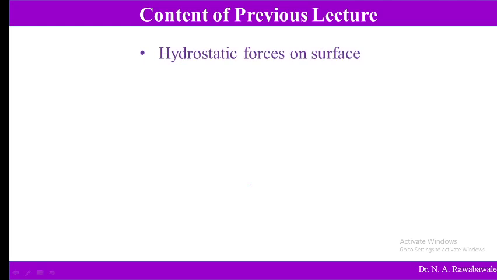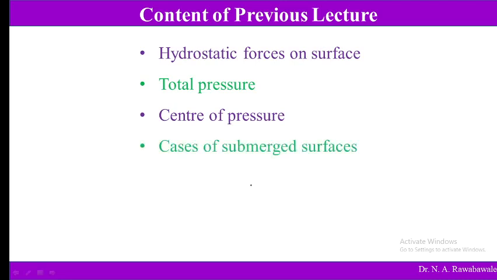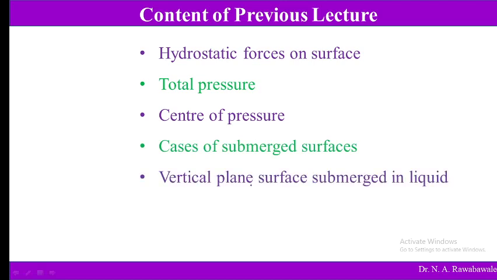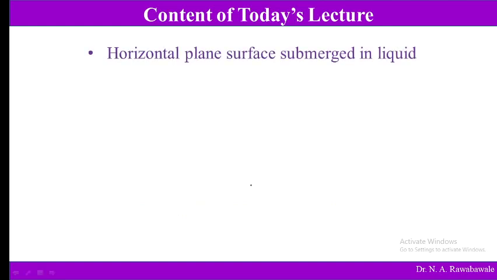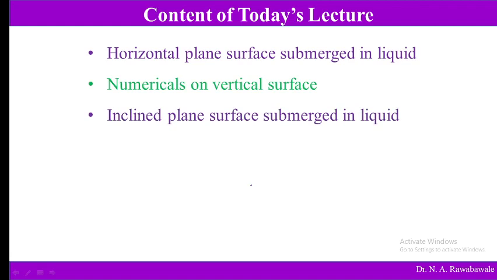In previous class we have seen hydrostatic forces on surface, definition of total pressure, definition of center of pressure, then cases of submerged surfaces, and in that we have discussed about vertical plane surface submerged in the liquid and some numericals on the vertical surface. So today we are going to discuss the horizontal plane surface submerged in liquid and numericals on vertical surface. Then the derivation for the total pressure and center of pressure on an inclined plane surface submerged in a liquid.